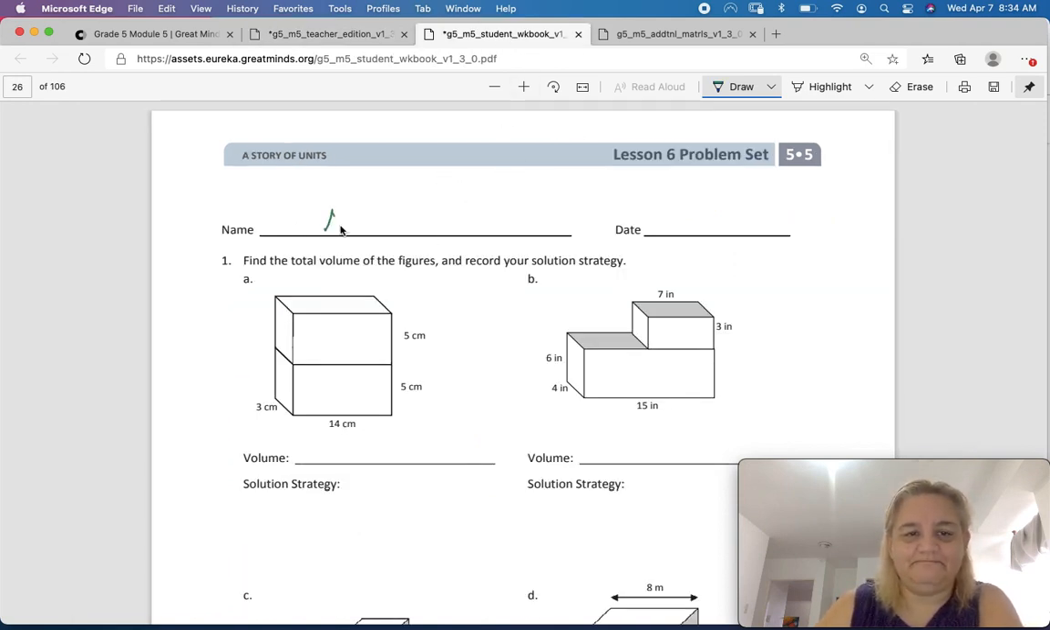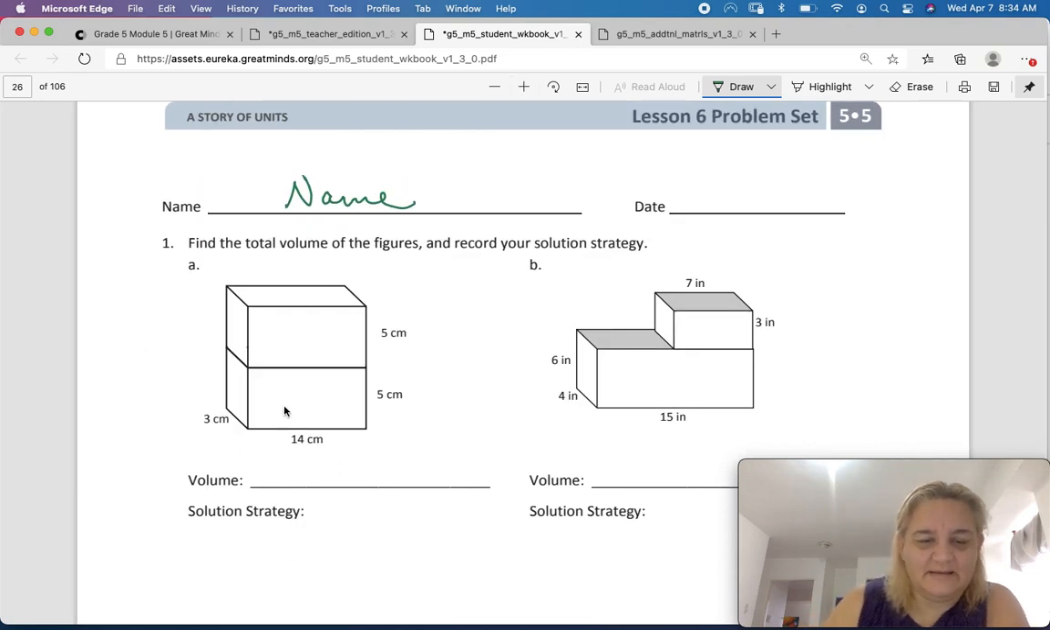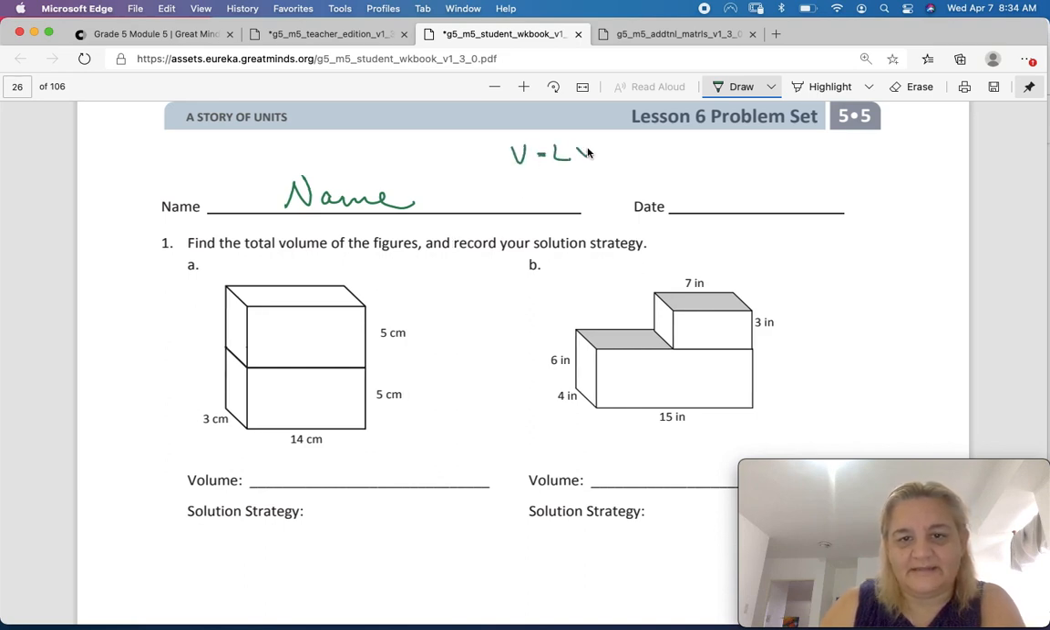Please write your name. Find the total volume of the figures and record your solution strategy. Okay, so what this means is we have to find the volume of the bottom and the volume of the top. And I can tell already they did not give us enough space to work with. You might need some scratch paper, that's okay. So volume equals length times width times height, okay? And so we are going to find the volume of this and the volume of this, and then we're going to add them together, okay?